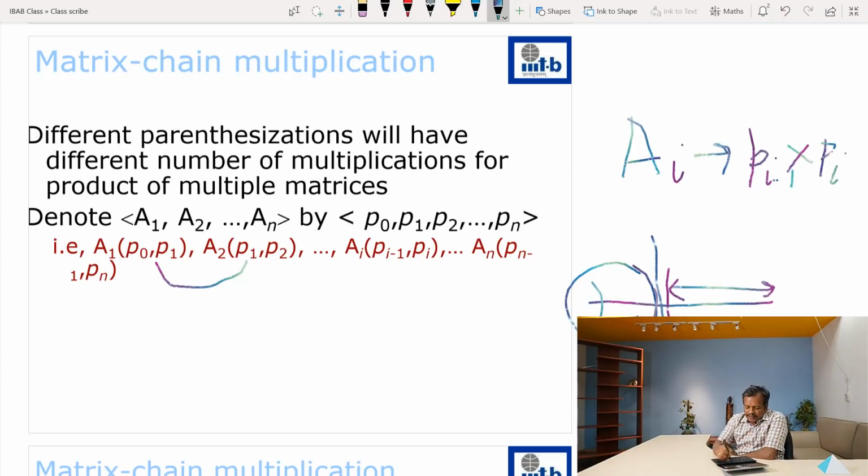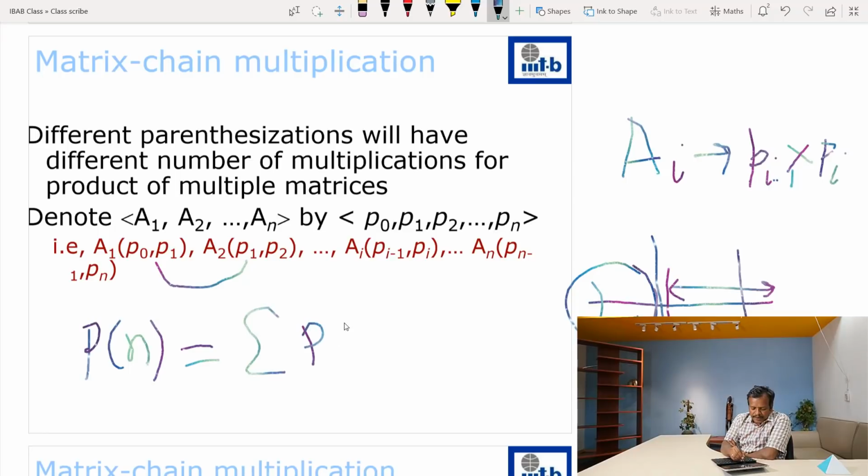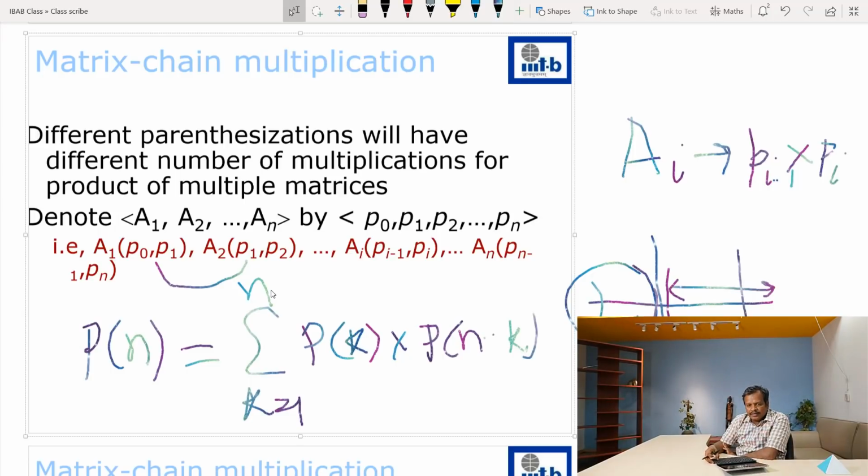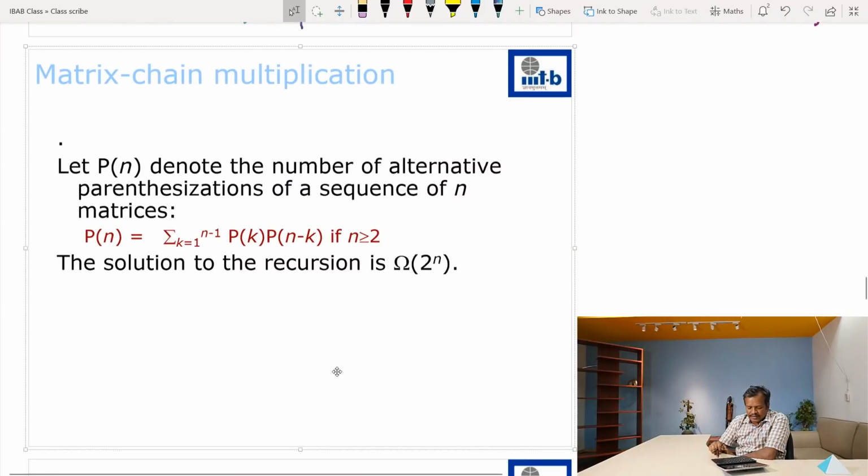I can pick any one way of multiplying on the left hand side and any one way on the right hand side, and so the total number of ways of multiplying will be P of k into P of n minus k. So the total number of ways of multiplying these matrices, P of n, will be equal to the summation of P of k into P of n minus k, where k is going from 1 to n. So in summary, if P of n is the number of ways of multiplying n matrices, then P of n will be exactly equal to the sum of P of k into P of n minus k, where k is going from 1 to n.